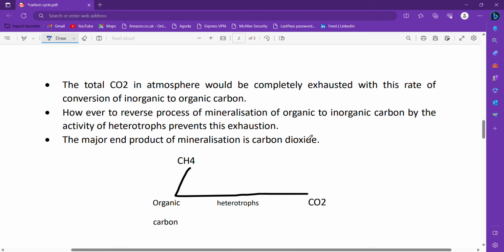And here mineralization is the process that describes the decomposition of organic matter to simpler inorganic compounds, that is carbon dioxide, NH3, CH4, hydrogen, etc. And these compounds may or may not be recycled within the same environment.